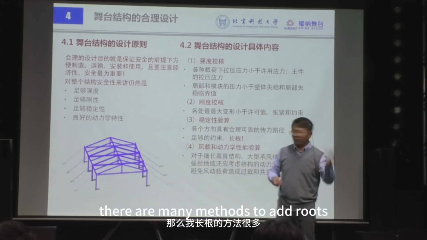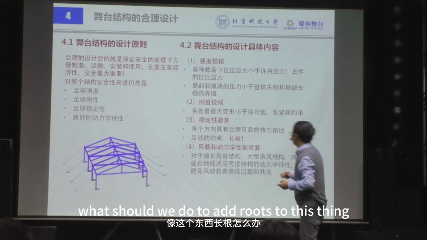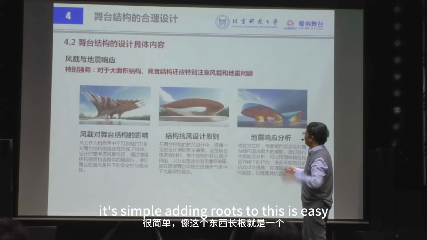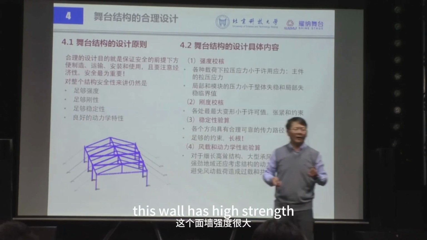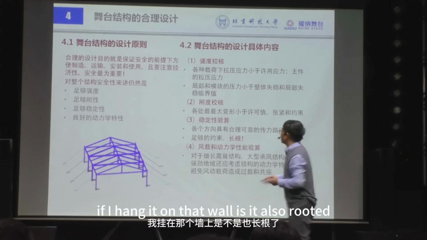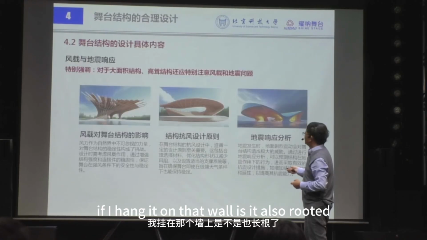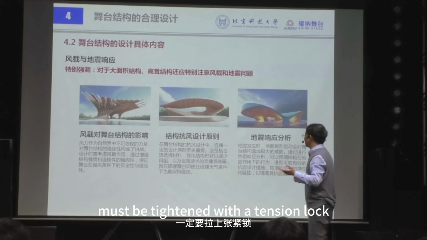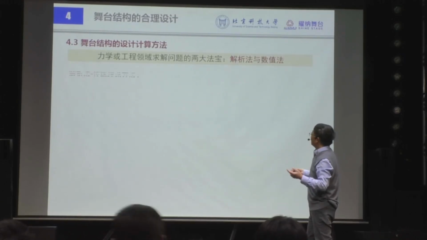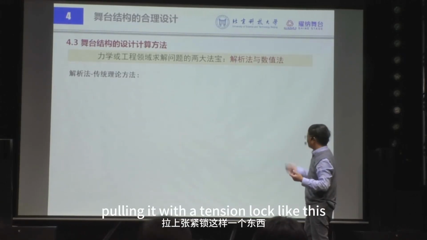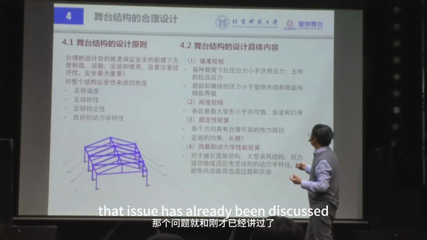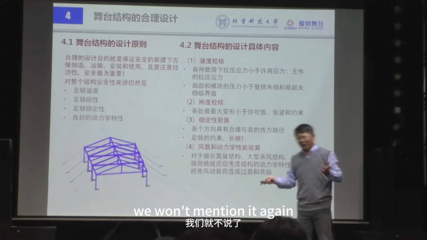There are many methods to add roots. What should we do to add roots to this thing? It's simple. Adding roots to this is easy. This is still a wall. This wall has high strength. If I hang it on that wall, is it also rooted? Another way is to pull it in 4 directions. It must be tightened with a tension lock. Pulling it with a tension lock, like this. As for the wind load issue, that issue has already been discussed. We won't mention it again.